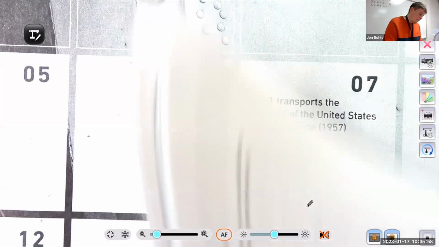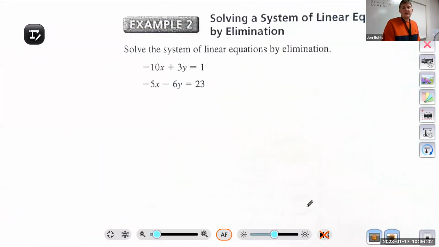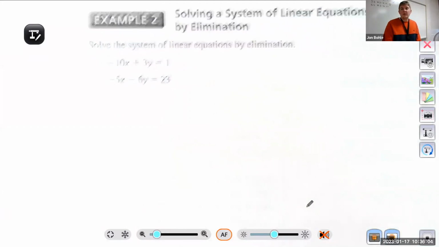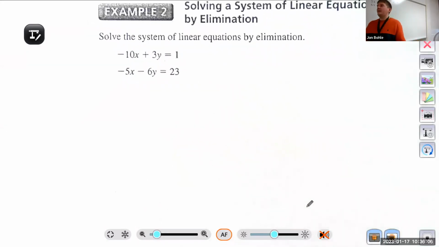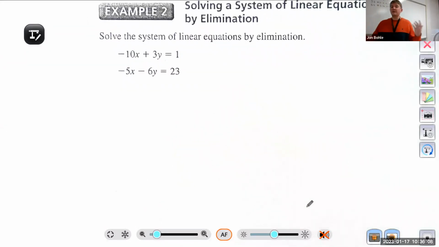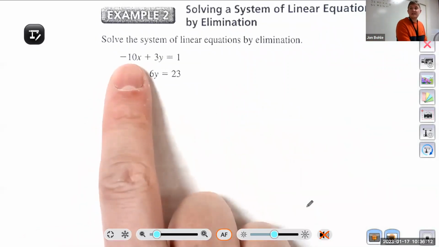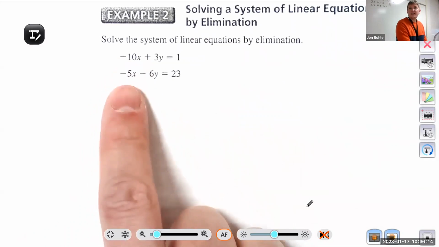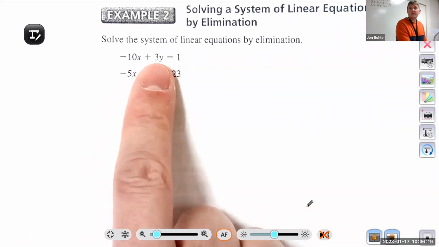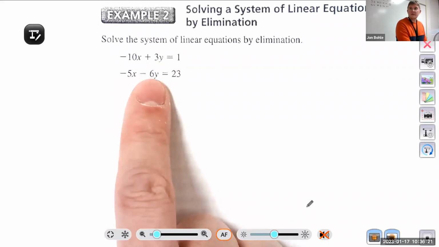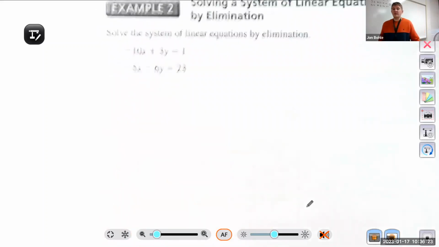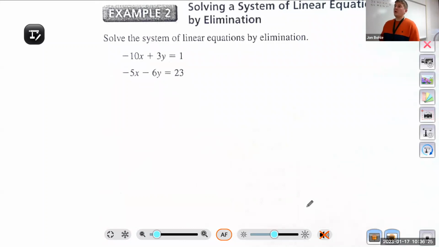Okay. So now what we're going to do is an example of what we do if there aren't opposites. Let's walk through the same thought process. What's opposite of negative 10x? Is that positive 10x? No. What's opposite of 3y? Is that negative 3y? Now most of you are hoping I just say, well, we're done. We can't do it, but we can.